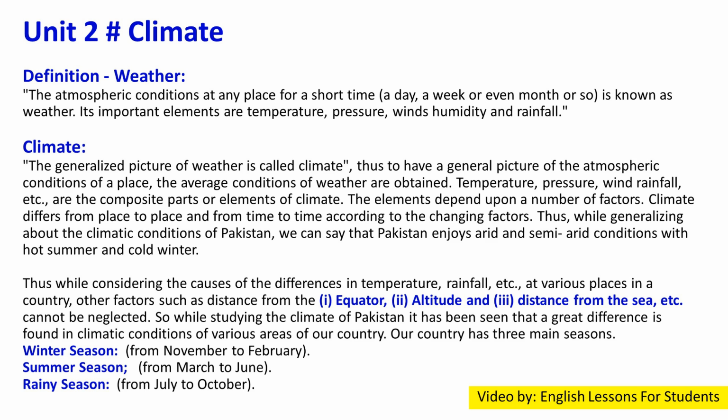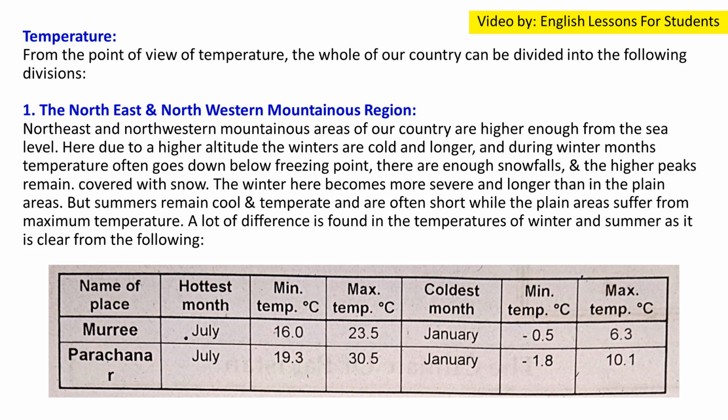Our country has three main seasons. One, winter season from November to February. Two, summer season from March to June. Three, rainy season from July to October. Temperature.